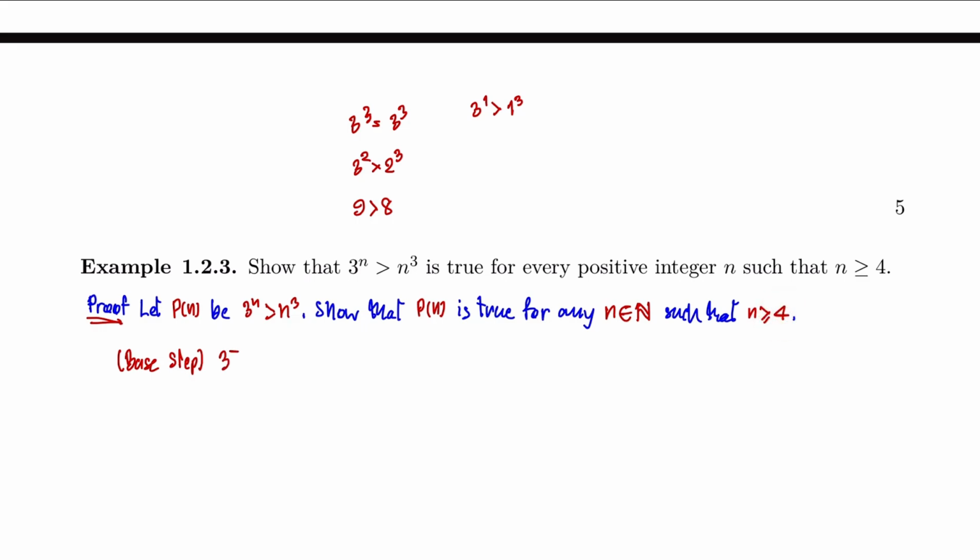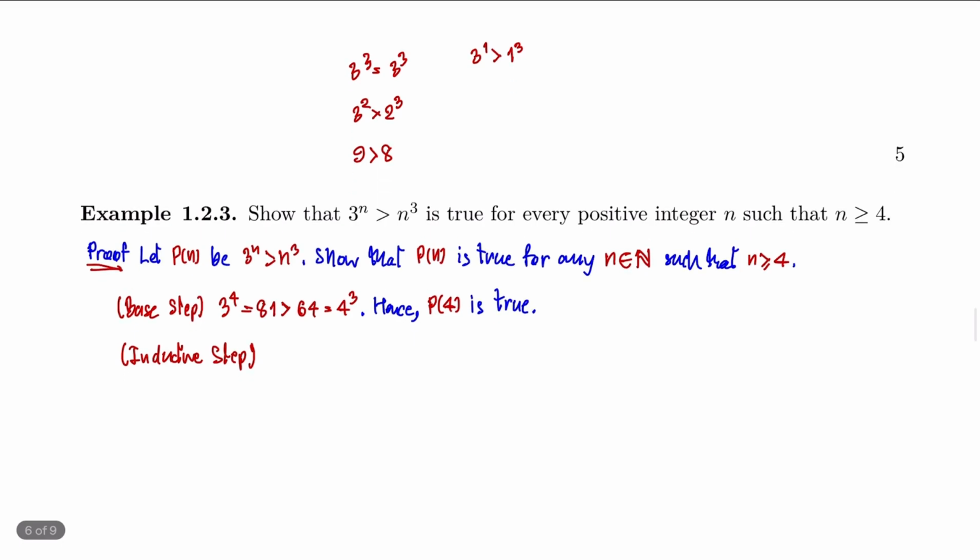So we're going to have 3 to the 4, which is 81, which is greater than 64, which is 4 to the 3. Okay, good. This means that P of 4 is true, so we already proved the base step. Now, what about the inductive step?